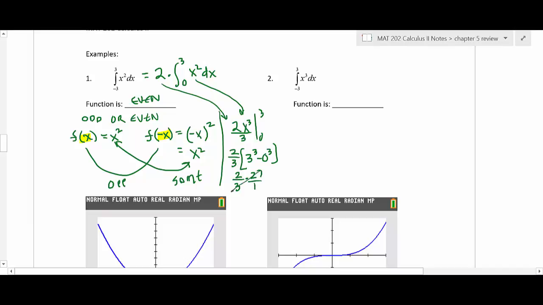Then you can cross that out. 27 over 3 is 9, so 2 times 9 would be 18. So what you would end up getting on that problem is an answer of 18.